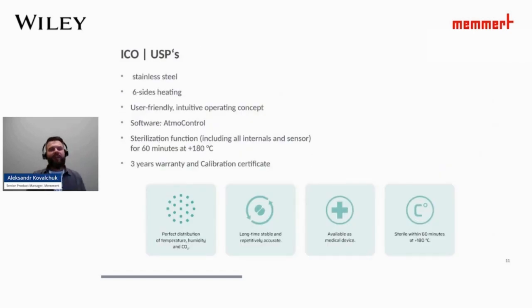To sum up all the benefits of Memmert ICO incubators, we should highlight that ICO offer several advantages that make them stand out in the market. Built with durable stainless steel, they provide long-lasting robustness and are easy to maintain and, what's more important, to clean. A 6-side heating system, including a heated glass door, ensures uniform temperature distribution, creating the ideal environment for cell cultures.